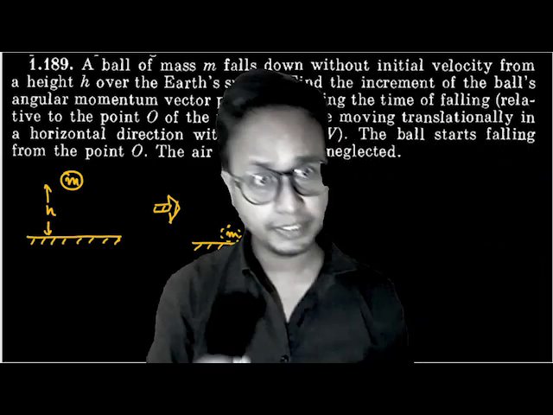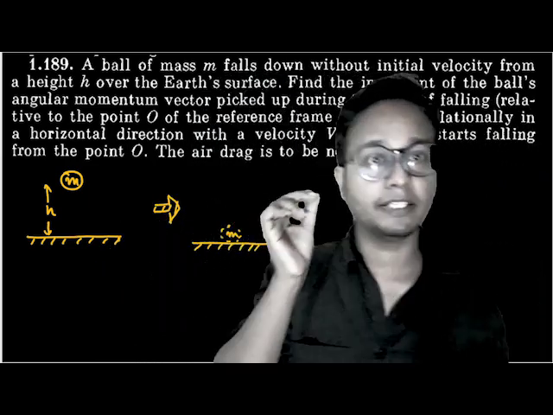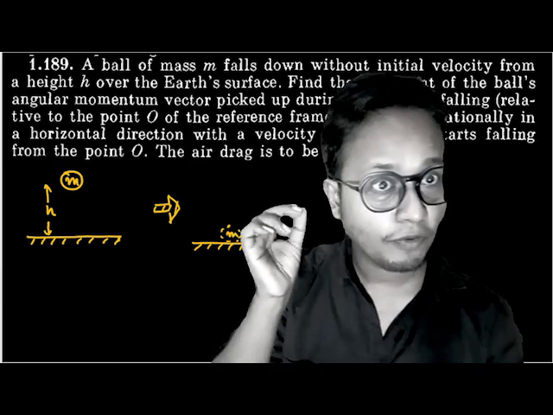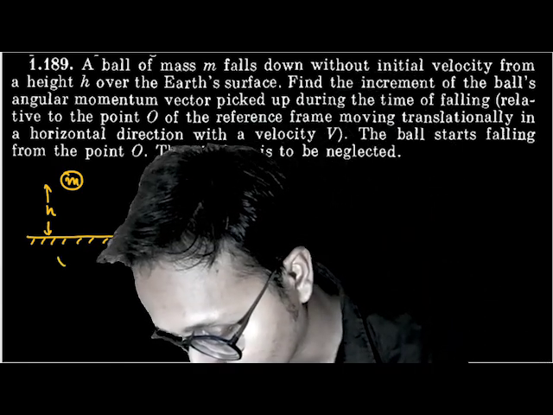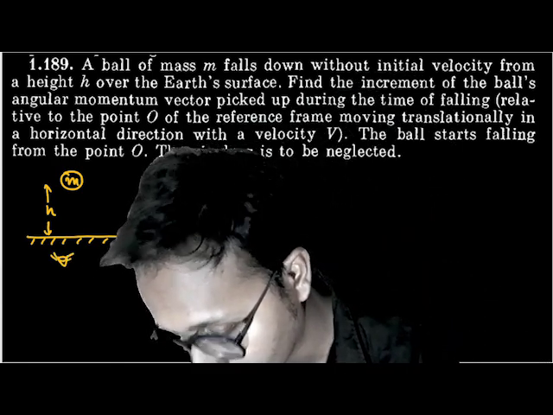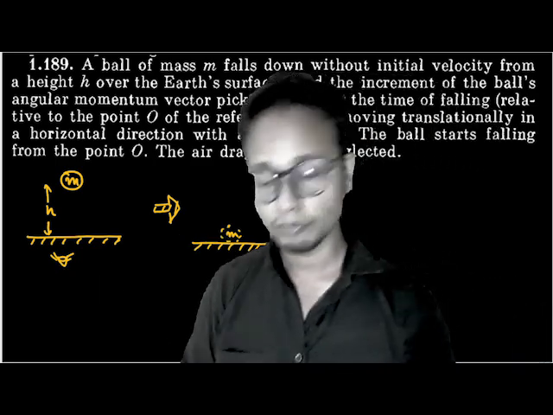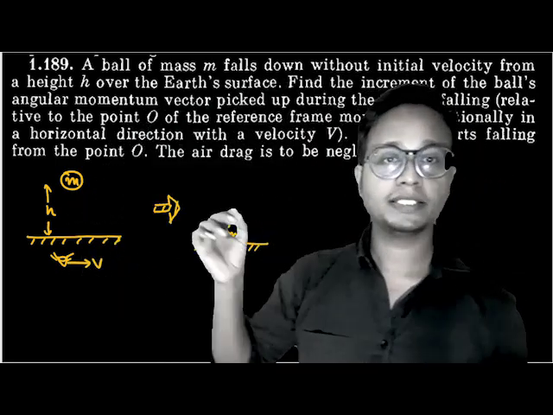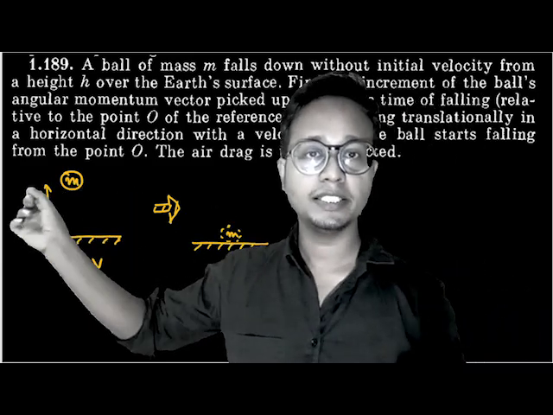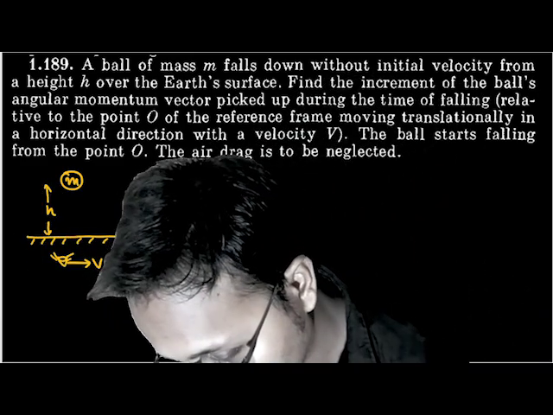There's a little bit of twist in the question. The twist is we have to find the difference in angular momentum from the frame of reference of a body that is moving with velocity v. That means from the frame of an observer that is moving with velocity v. With respect to him, what is the final angular momentum minus initial angular momentum? So this is the question.